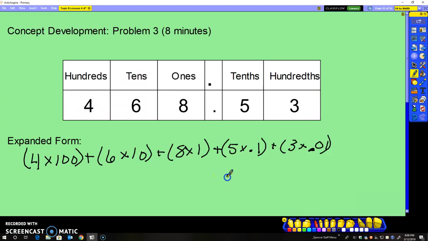I'm just going to write this last part in fraction form just to show you the differences here. Everything here is going to be exactly the same. The last parts are the only parts that change. So this would be 3 times 1/100. So our decimal form and then our fraction form.